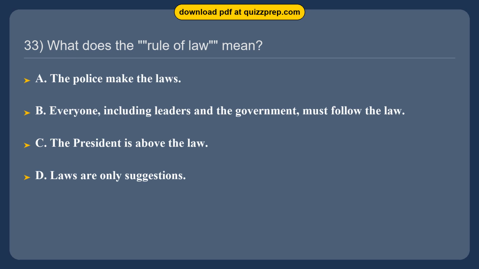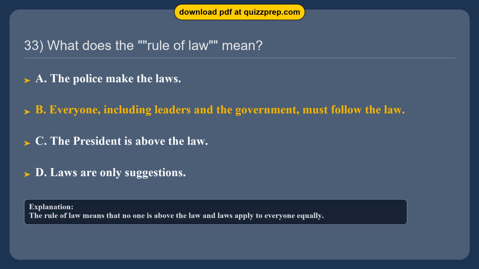Question 33. What does the rule of law mean? Option A, the police make the laws. Option B, everyone, including leaders and the government, must follow the law. Option C, the president is above the law. Option D, laws are only suggestions. The correct answer is option B. Everyone, including leaders and the government, must follow the law. The rule of law means that no one is above the law and laws apply to everyone equally.